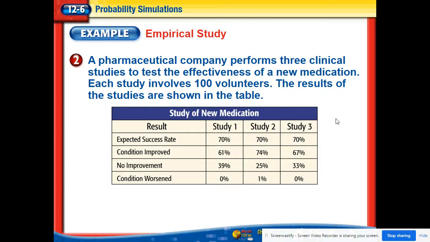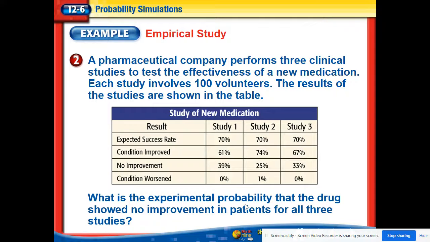A pharmaceutical company performs 3 clinical studies to test the effectiveness of a new medication. Each study is 100 volunteers, and the results are here. Here's your expected rate, or what would have been their theoretical probability: 70% of the people were going to improve. However, when they actually tested it, not all of that happened. 61 improved, 39 didn't. 74 and 25. Even one got worse. 67, 33, and 0. So they actually tried, and even though they were expecting 70, it didn't quite work out that way.